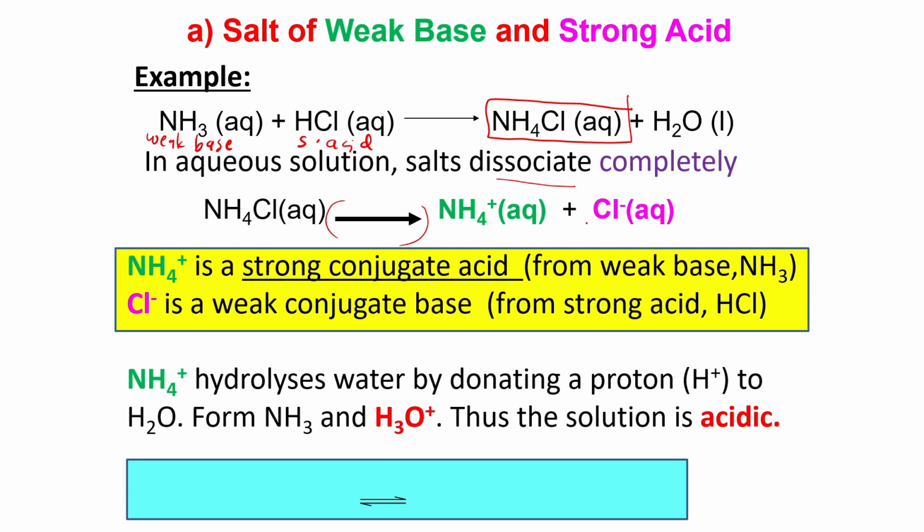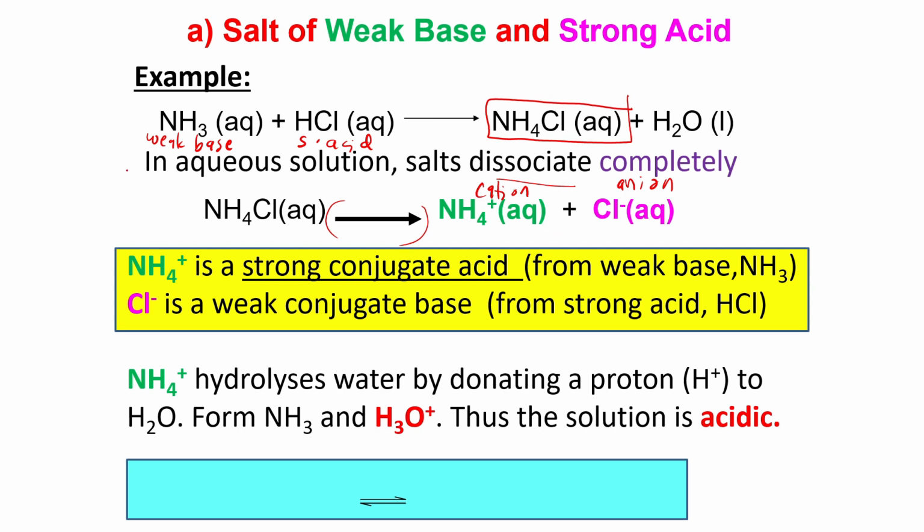So between these two, okay, hanya salah satu saja yang akan undergo hydrolysis. Okay, sama ada cation ataupun anion yang akan undergo hydrolysis. Okay, remember this cation NH4, okay, produce from weak base. Ini NH4 is a strong conjugate acid. Okay, ini last di chapter 7.1 part 1.